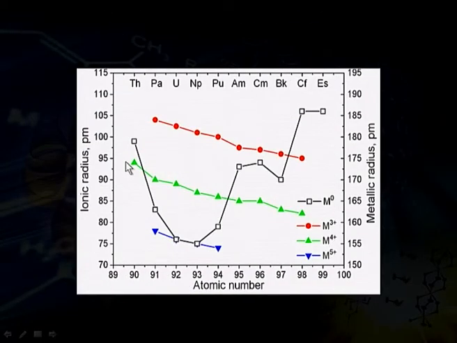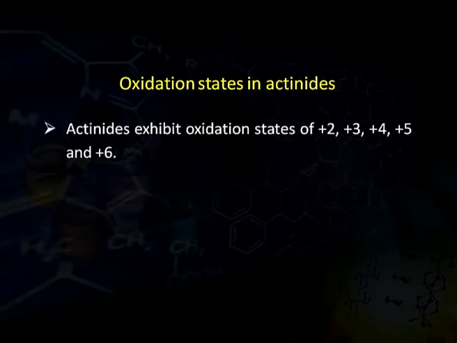It is the +4 state of the actinides which goes on decreasing, and a similar decrease can be observed for the +3 state of the actinides, and this plot is going to represent the metallic radius in picometers. Let us discuss the various oxidation states in the actinides. The actinides exhibit oxidation states of +2, +3, +4, +5 and +6.